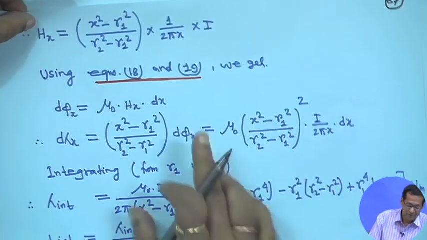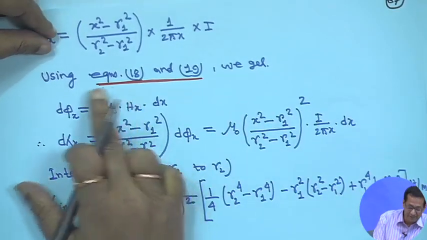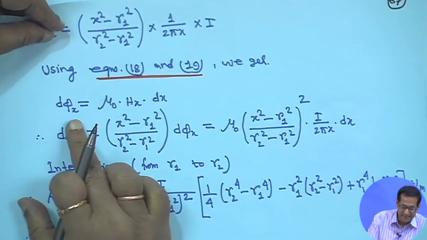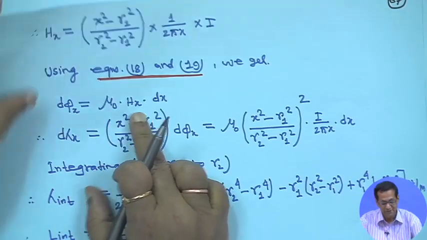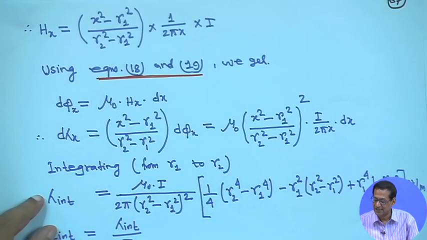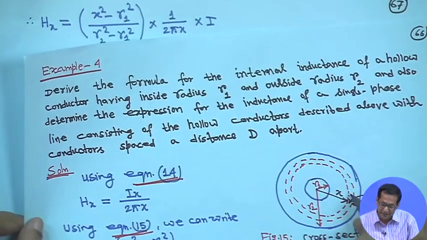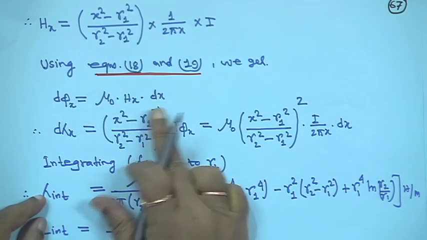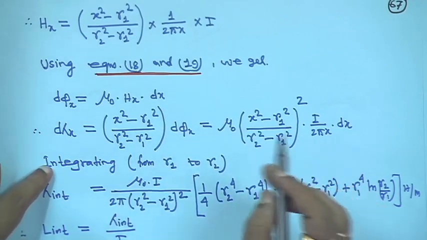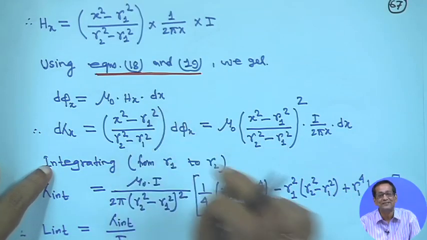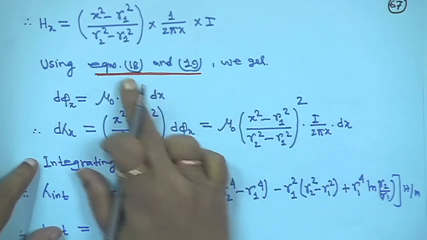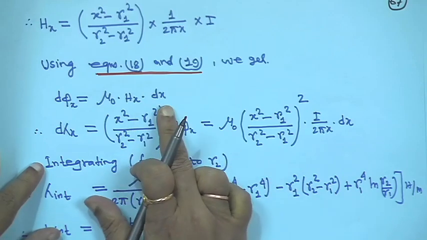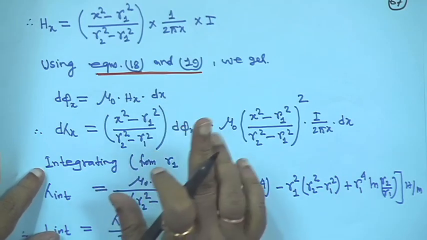Now, going back to the equation I have already marked here, if using equation 18 and 19 you will get that differential flux linkage, d phi x is equal to mu 0 into Hx into dx. That means in this region only, the differential flux d phi x is equal to mu 0 into Hx into dx. Actually, I should have written dx into 1, that length is 1 we have taken, but all these things you have gone through, so no need. So, Hx into dx, multiplied by 1.